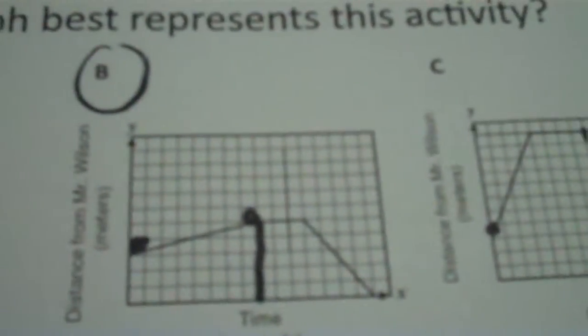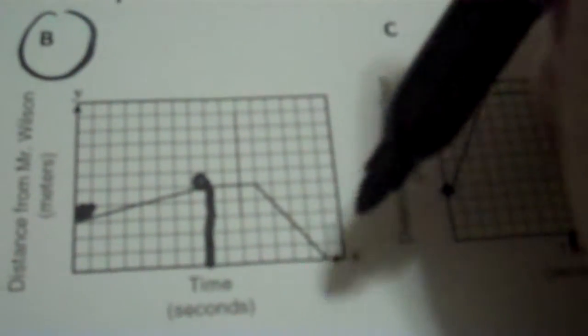He stands still for 3 seconds. Remember, if you're stopped, it's a flat line. We talked about that, right? It's a flat line if you're stopped. Or if you're at a constant speed, like you're driving 50 miles an hour consistently, that would be a flat line as well. So he stopped for 3, and then he walks quickly toward me for 4 seconds. And he goes back to where he's supposed to be.